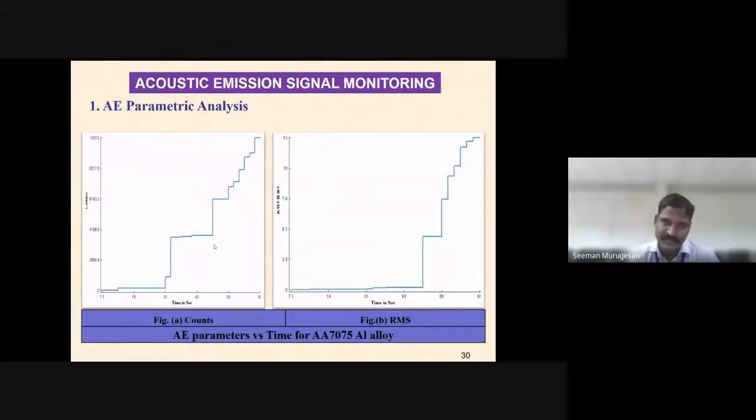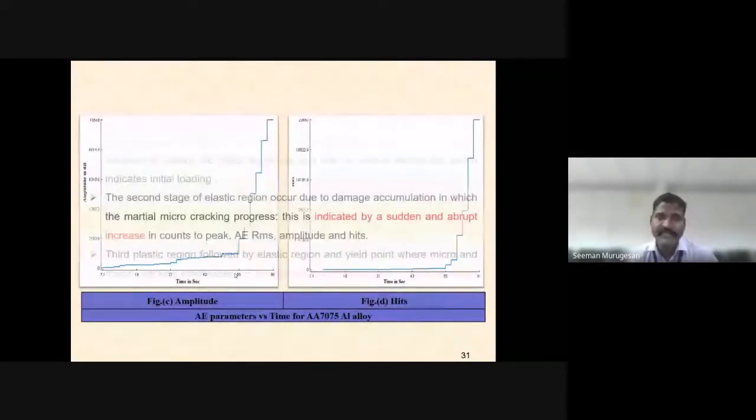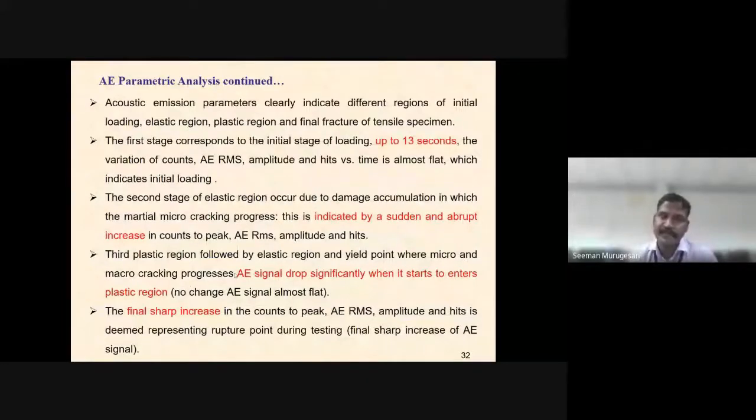The 49th second is a yield point, and around 63 seconds is the fracture. Based on this, we can accurately discriminate the various regions: initial loading, elastic region, yield point, and the fracture of the specimen. The second stage is the yield region, which occurs due to damage accumulation, called micro cracking. This is indicated by a sudden and abrupt increase in the counts to peak, RMS, amplitude and hits.